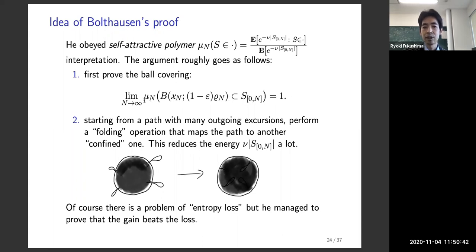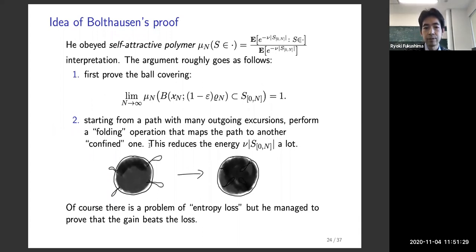But in any case, suppose you have this ball covering. What he does in the second step, you start with this kind of configuration. You start with configuration of path. You already know that inside of the ball is completely covered, but there might be some excursions. Here are 4 excursions. And then, roughly speaking, he performs a folding operation that maps this configuration of path to another configuration where there is no excursions. For example, you can do it by reflecting all the excursions going outside. Of course, if the excursion is too large, then you have to reflect it many times, but you can do it.